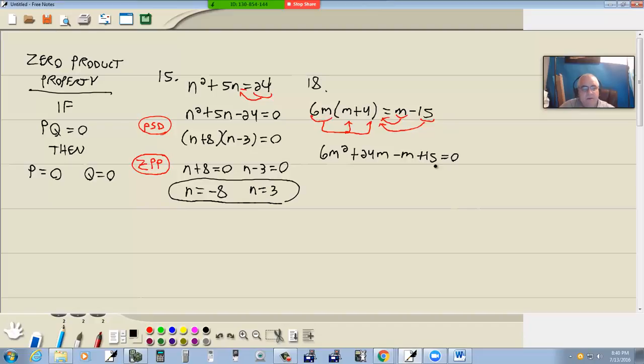So then we got 6m squared, 24m minus m is 23m, plus 15 equals 0. And I don't think I see how to factor this. A lot of these I can just look at and see. I think I see it. But let me show the key number.